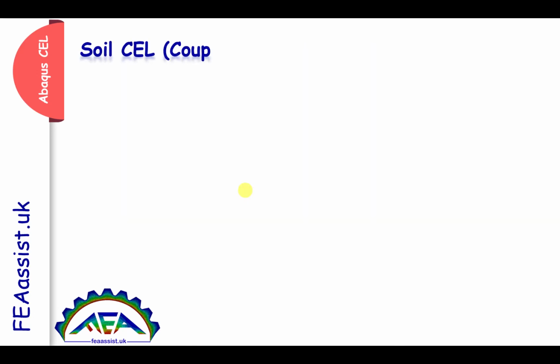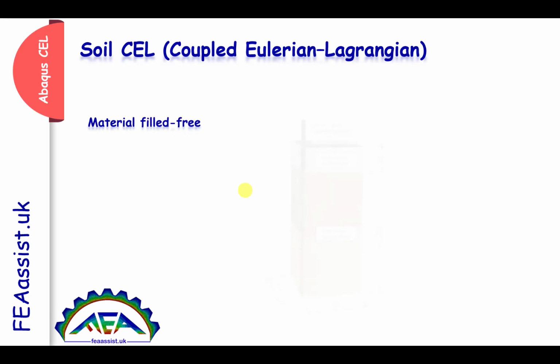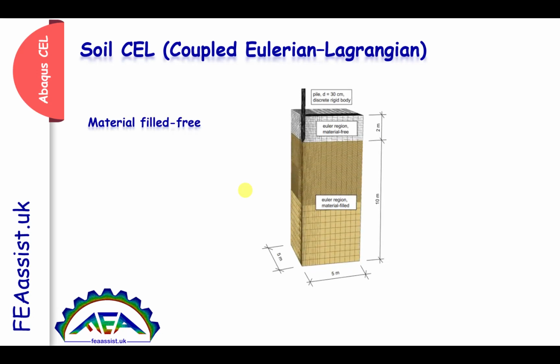The next important thing in Abaqus CEL is material-filled and material-free regions. We will have Eulerian parts with material-free and material-filled elements. In other words, the elements with material filled will penetrate into material-free elements.